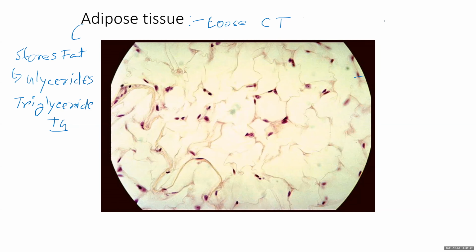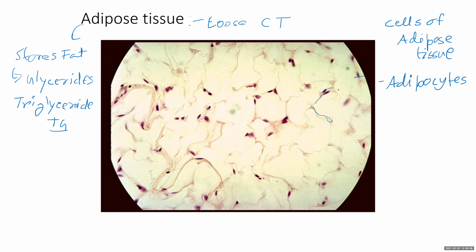The cells of adipose tissue. Recall, mature cells are called cyte. So we refer to these cells as adipocytes. Which one is an adipocyte? You can kind of see that this is an adipocyte. Here is another adipocyte. Here is another adipocyte. Here is another adipocyte.